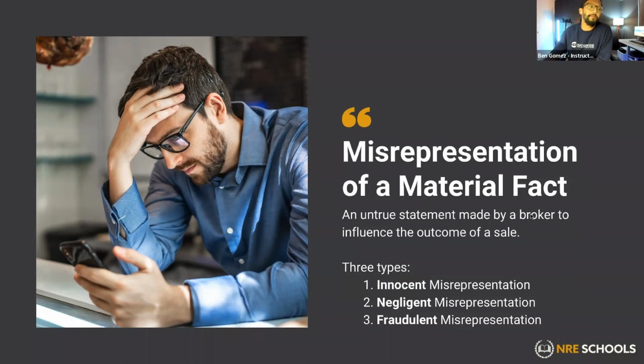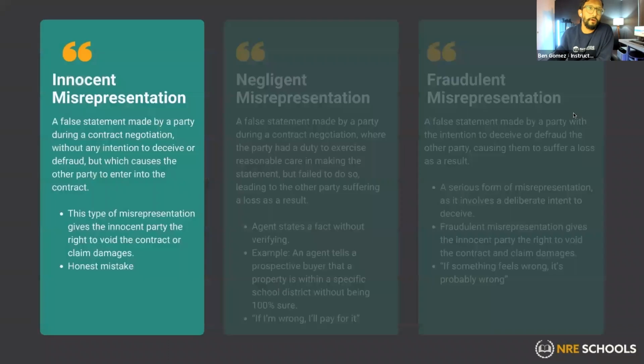mistakes. There are 3 types that you should circle, star, heart, that you should just know in the back of your heads: innocent, negligent, and fraudulent. These are 3 different types of misrepresentation. These are 3 terminologies that you want to know for your exam as well. Let's discuss the first one, innocent. This was an honest mistake.